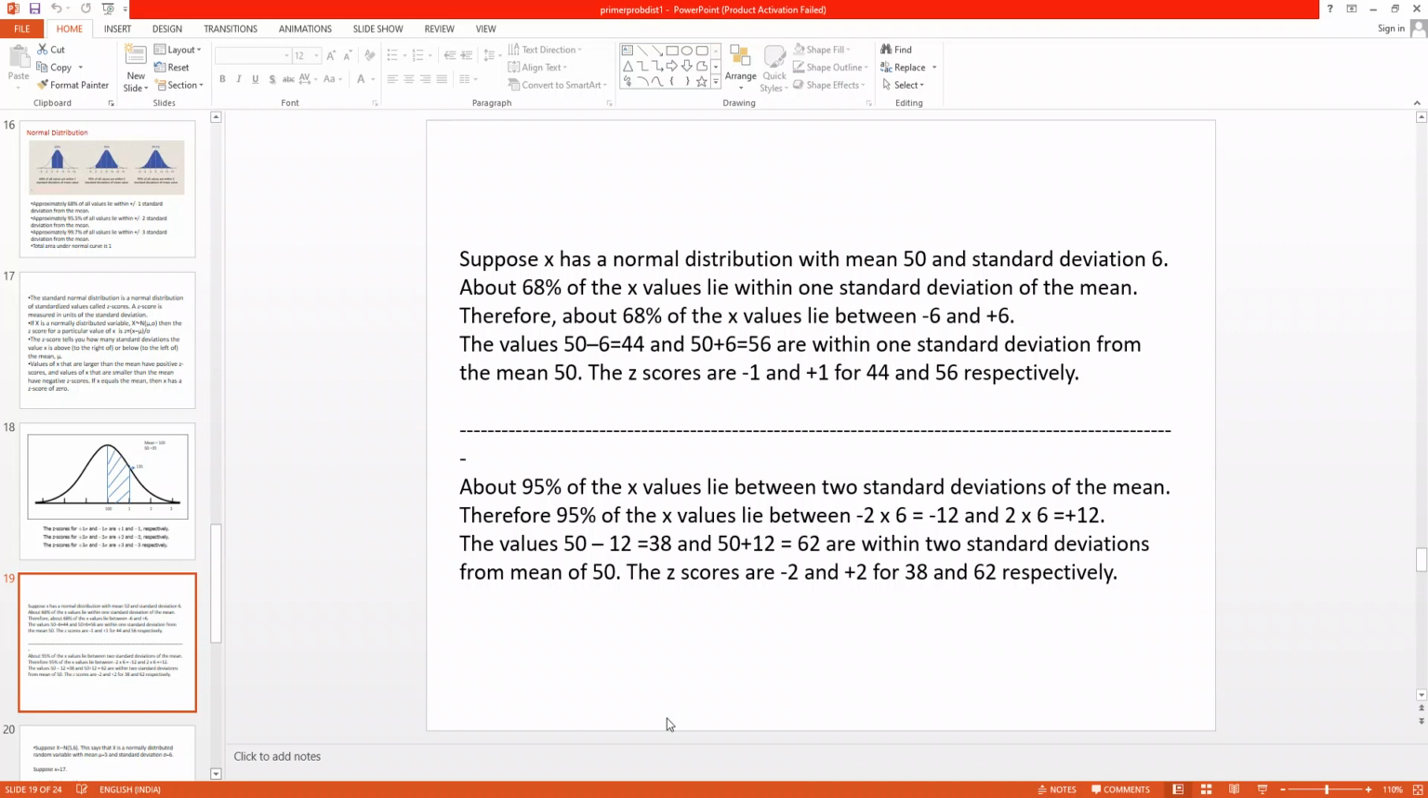And how do you get this minus 1 plus 1 from the earlier formula? Z is nothing but x minus mu over sigma. So you plug in the values of x, mu, and sigma, and you'll get -1 and +1 respectively.